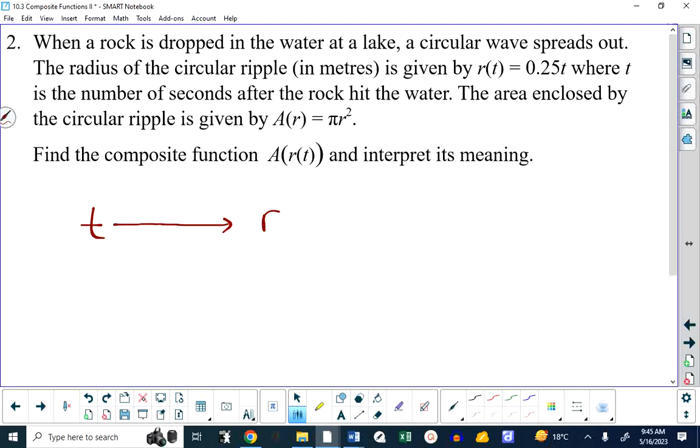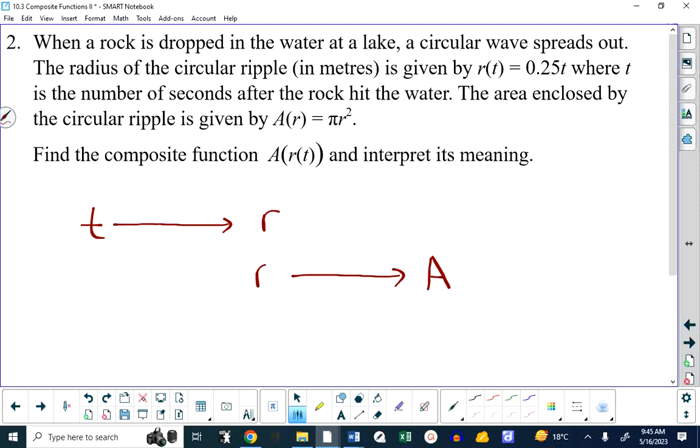It says the area of a circular ripple is pi r squared. A of r equals pi r squared. All that is saying is if you know the radius, you can determine the area. Are you with me?